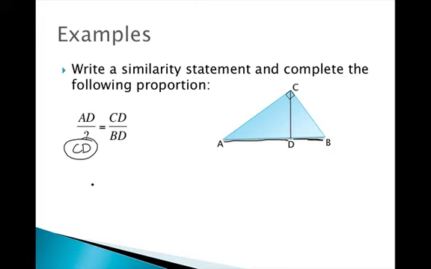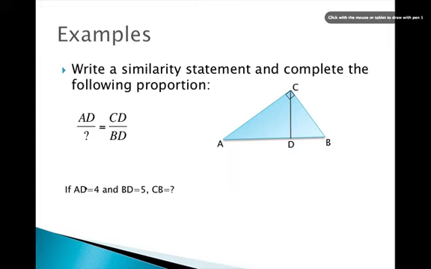All right, we're on our last example now. So if AD equals 4 and BD equals 5, what does CB equal? Let's label everything that we've got and figure out what theorem we're going to use. So AD equals 4, BD equals 5. What does CB equal? So we've got two segments that are divided by the altitude, and we're looking for the length of the leg. So that means that we're going to use the last theorem that we just learned, which is the geometric mean of the legs theorem.